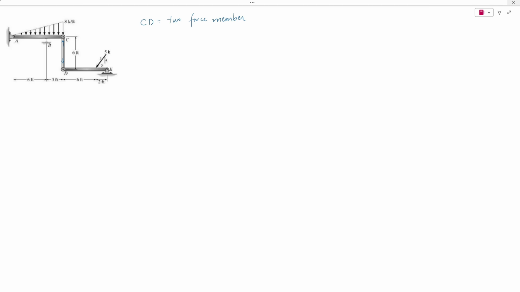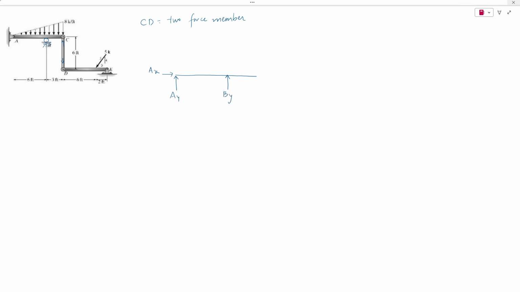So let us break this structure at points C and D and draw our free body diagram. Let's look at member AC. At point A, we have a pin support, so we will have a vertical reaction and then a horizontal reaction. At point B, we can consider the support as a roller, so a vertical reaction at B.